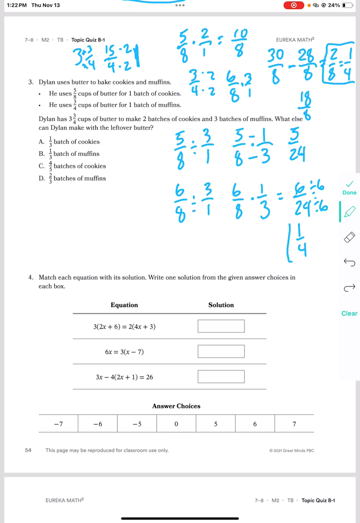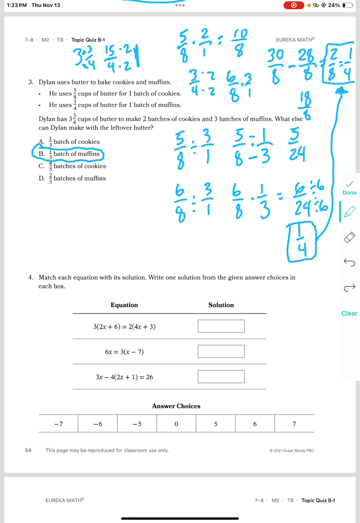Okay, so I can actually stop here, because if I need 1/4 butter to make 1/3 batch of muffins, this problem only has one answer according to what it is asking me. That is the same amount of butter he has left, so I have found my answer.